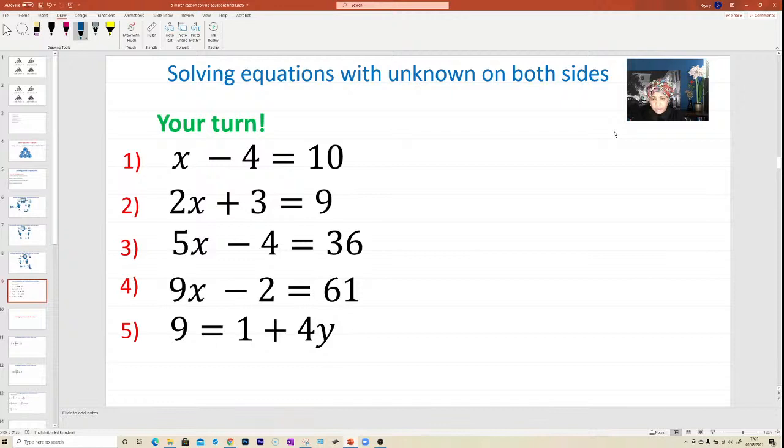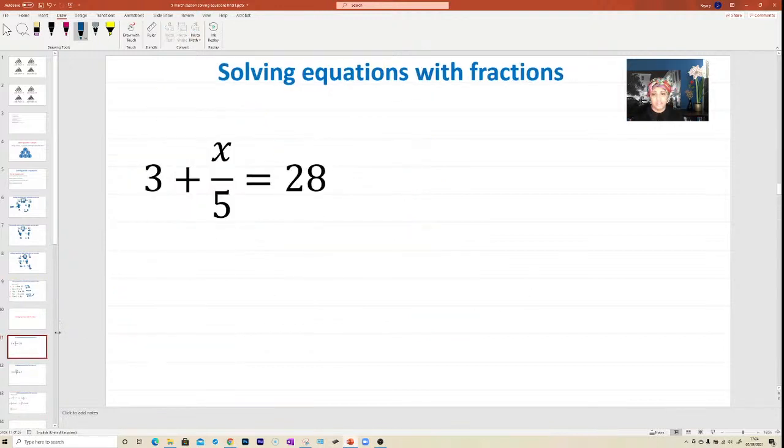So, first one, x equals 14, x equals 3, x equals 8, and then we got x equals 7, and then we got x equals 2. Well done, guys. Let's go to the next. Let's go back to this question here.